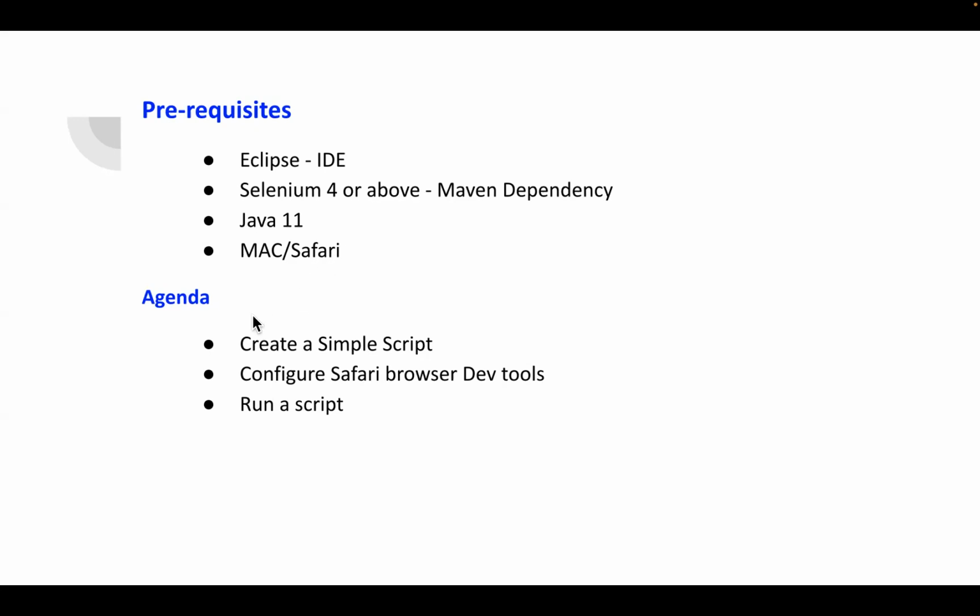And also, this is the agenda for today's session. We will create a simple automation script using Selenium WebDriver, and then we configure Safari browser to be able to execute Selenium WebDriver automation script. And then we run that script on the Safari browser to make sure that we are able to launch a desired browser and then perform the validations as we expect.